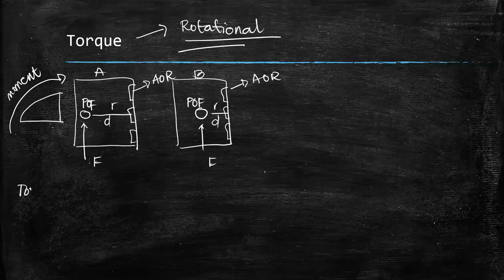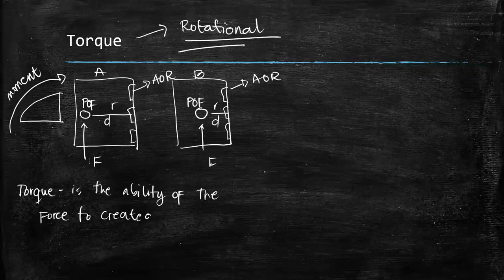So, torque is the ability of the force to create or to produce an angular acceleration, alpha. So if your force applied produces an angular acceleration, you also produce torque. Okay? So the torque, thinking of this situation, comparing A and B.